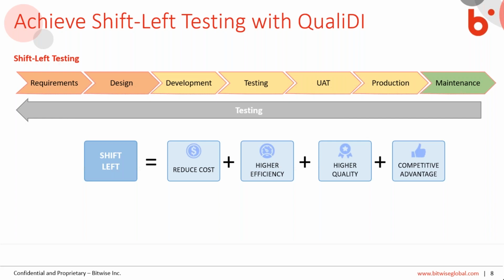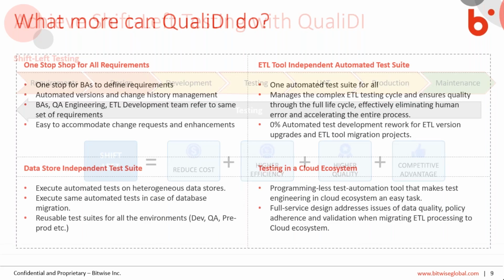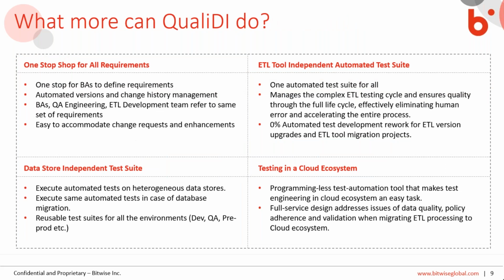QualiDI can do many more things here. QualiDI acts as a one-stop shop for everyone in your team to refer to requirements. All changes are automatically recorded, and users can even select two different versions from the history to compare the changes made. QualiDI does not depend on your choice of ETL tool or data transformation process. That means you can use QualiDI to test any ETL graph or any data process. This also helps in case of technology migration and version upgrades. No rework is required to enable your existing automated test suites.